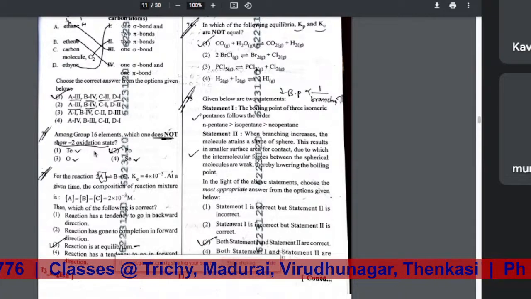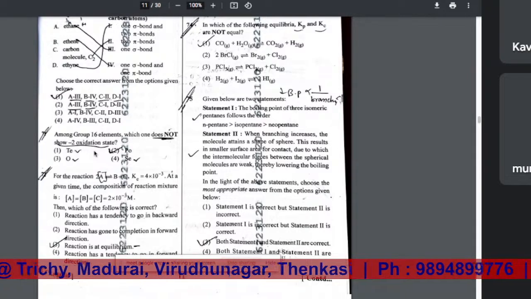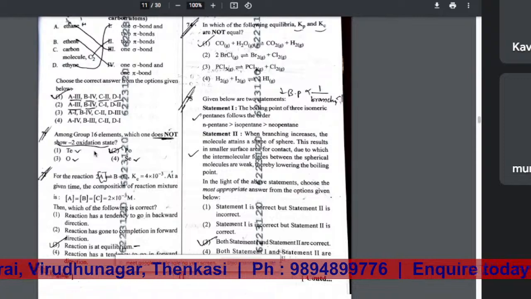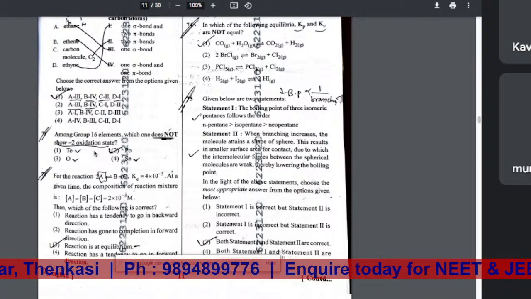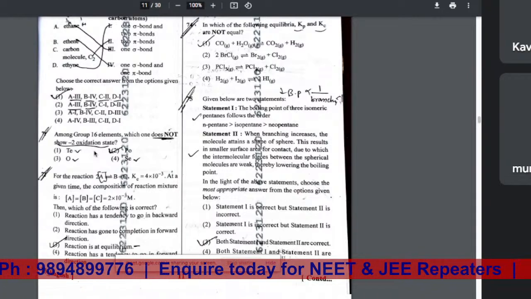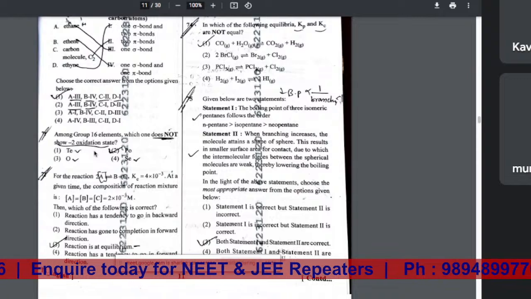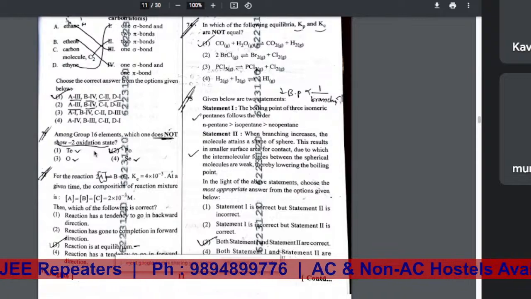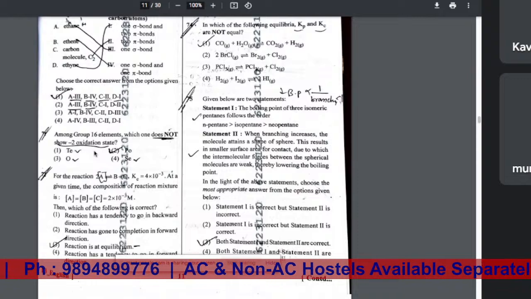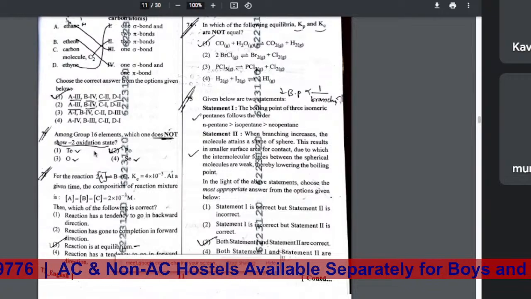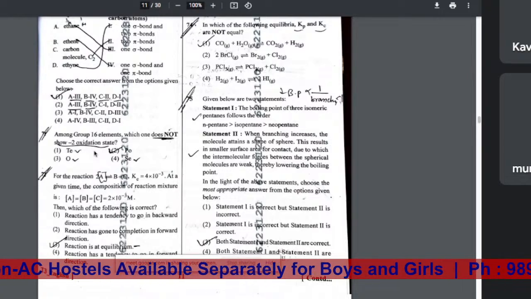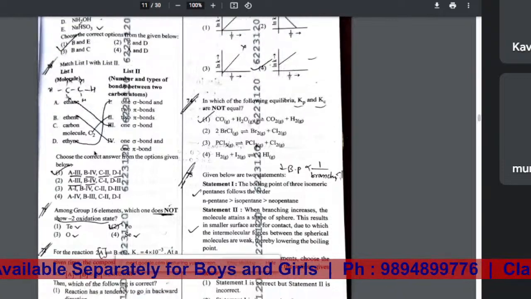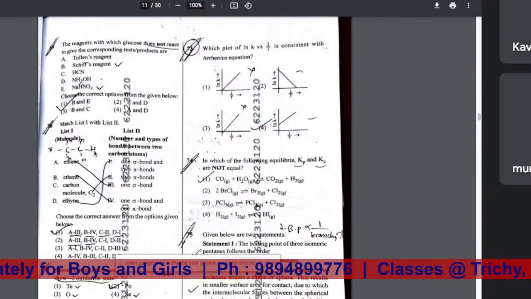Okay. Reaction is not at equilibrium, reaction has gone to completion in forward direction, that is also wrong. Forward direction when Kc will be greater than QC. Backward direction when Kc will be less than QC. For this reaction, Kc is coming less than QC, it means the reaction will go in the backward direction. Correct answer is the first answer. Okay. Now, next is question number 73.